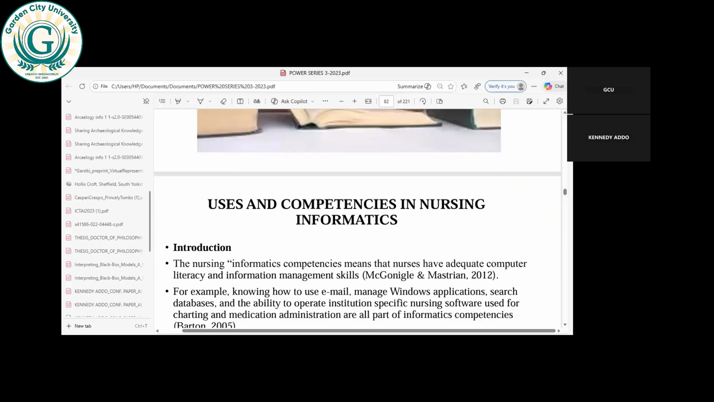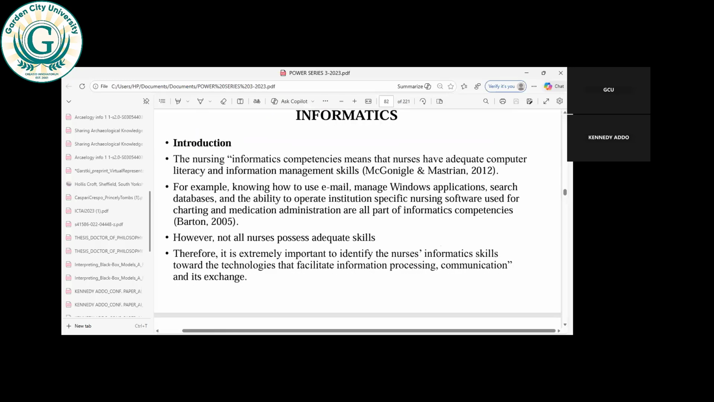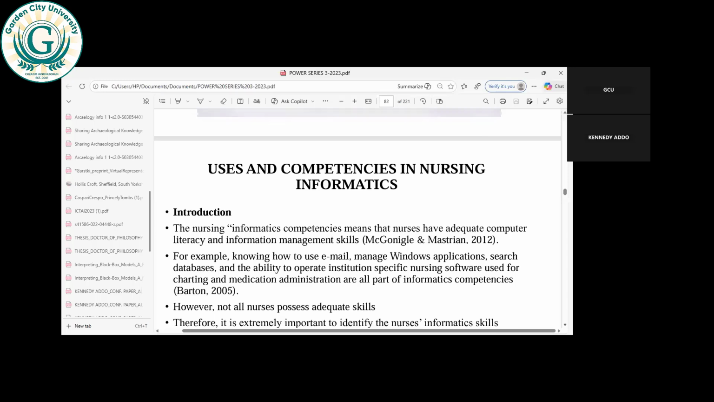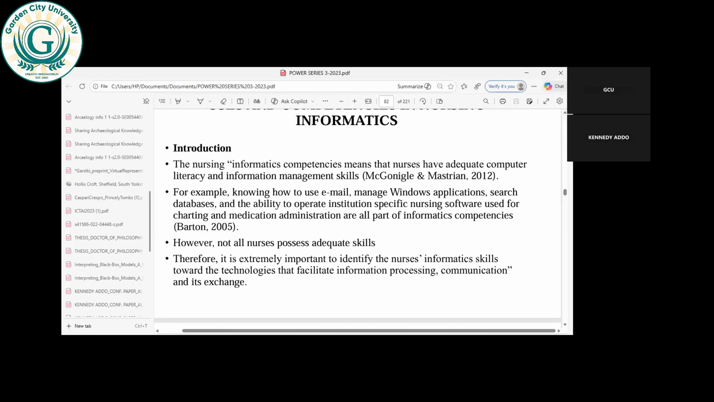Okay, now uses and competencies in nursing informatics. I've already shared these slides, so you can find them in the class. The nursing informatics competencies mean that nurses have adequate computer literacy and information management skills. For example, knowing how to use email, manage Windows applications, search databases, and the ability to operate institution-specific systems.